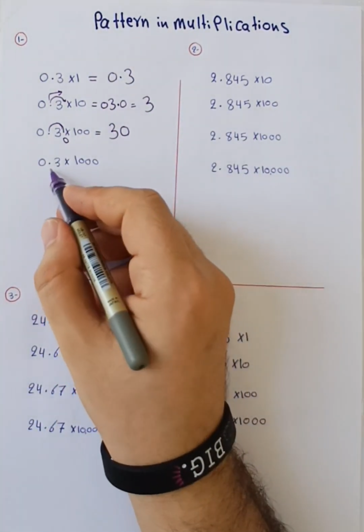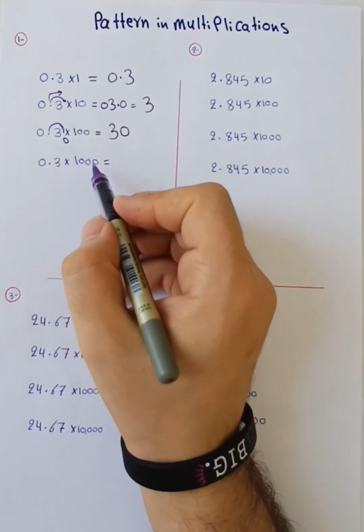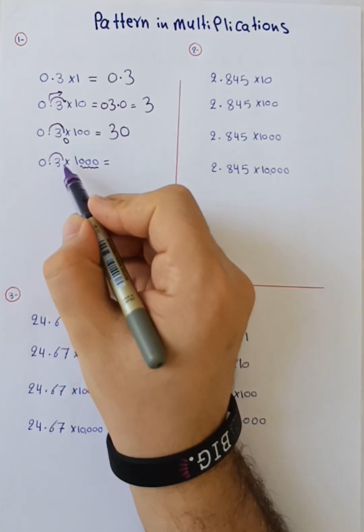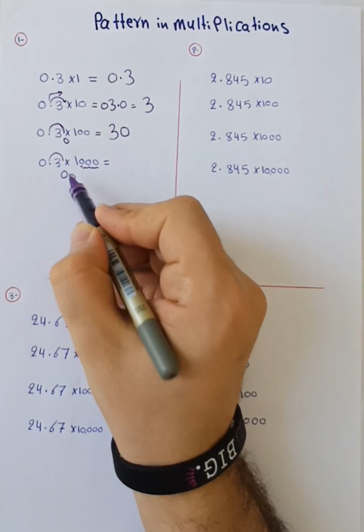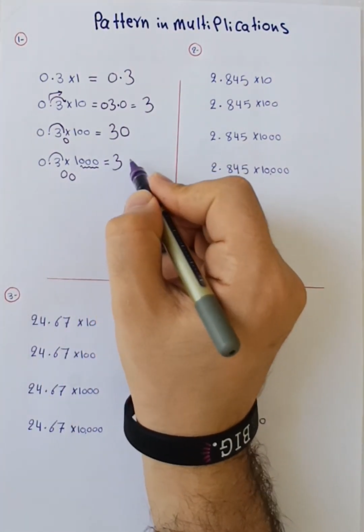After that, 0.3 multiplied by 1000. This decimal point moves 3 steps to the right because we have 3 zeros. 1, 2, 3. We have to add 2 zeros, so the product is 300.